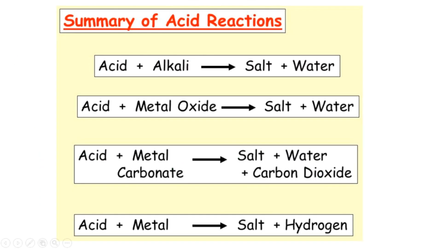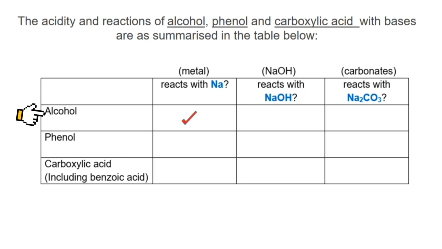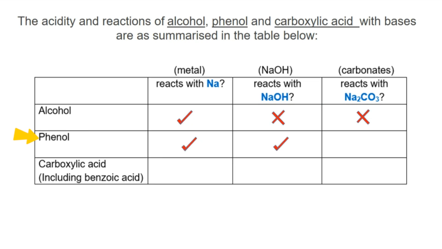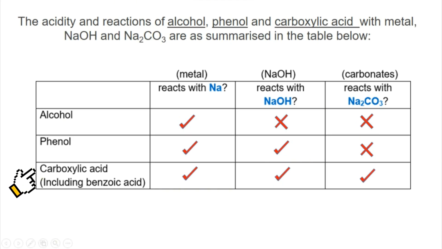Before comparing their acidity, let's look at the chemical properties of acids first. We must always remember that alcohol is a weaker acid than water, so alcohol can only react with metal. Phenol can react with metal and sodium hydroxide. Carboxylic acid is the strongest acid and can react with sodium hydroxide and sodium carbonate.